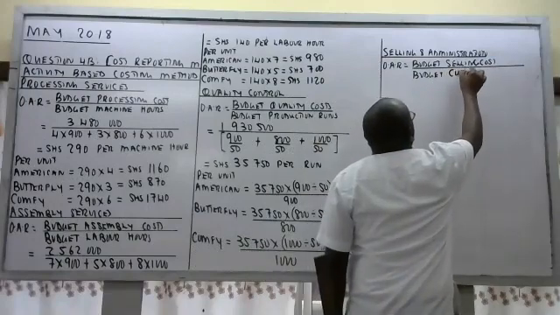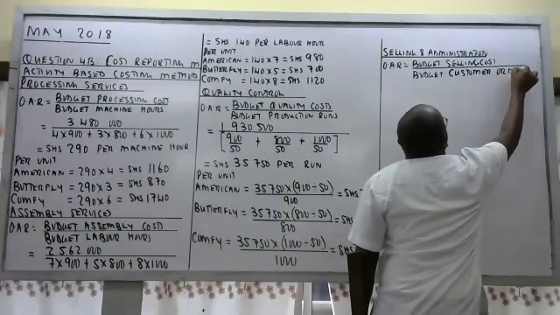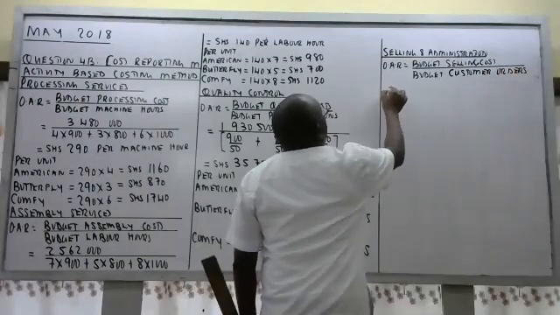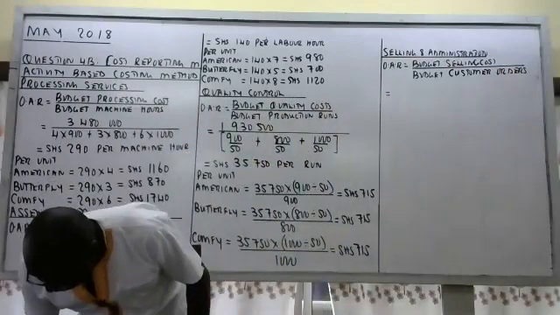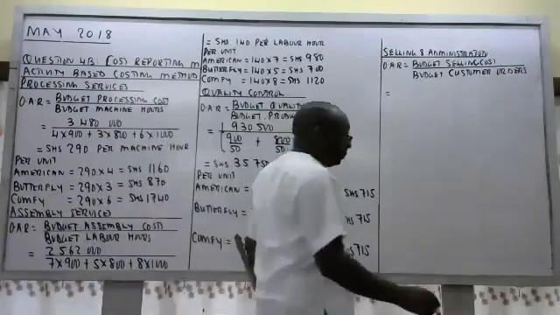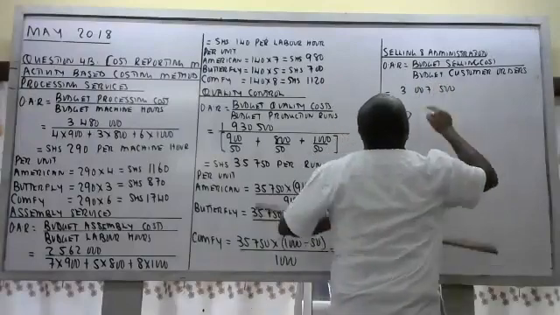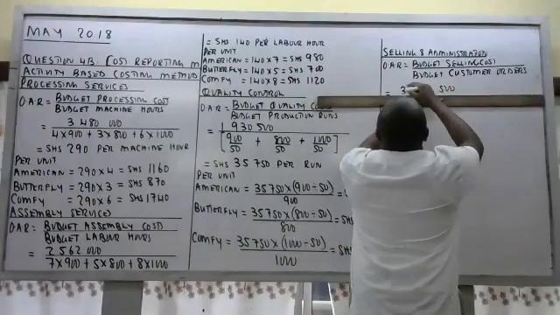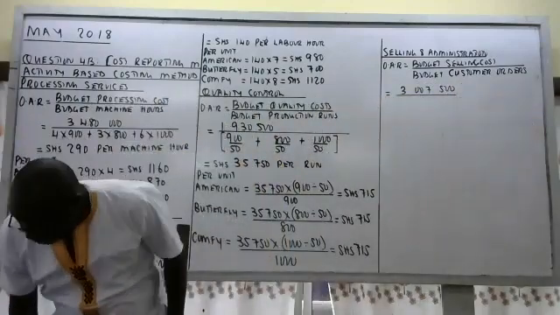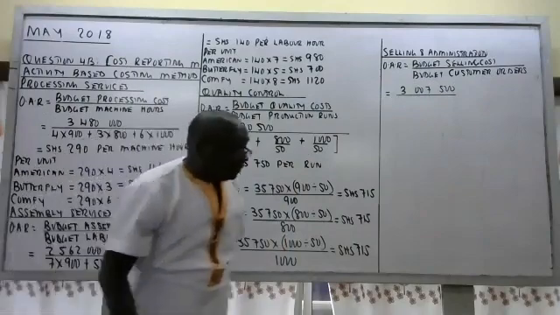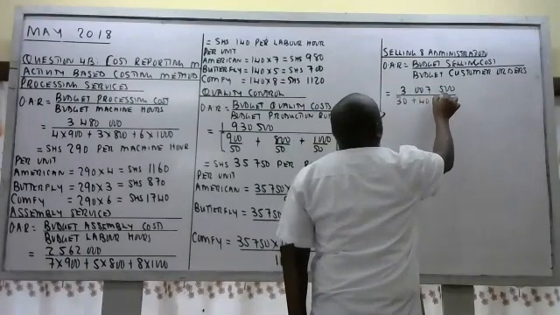Budget, customer orders. So this one is an amount of 3,007,500. You divide by the customer orders, which are 30, 40, 50. 30 plus 40 plus 50.